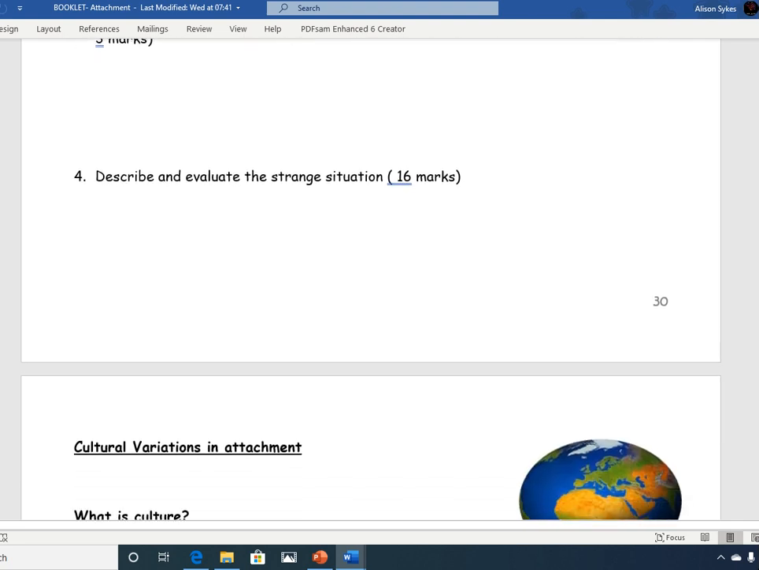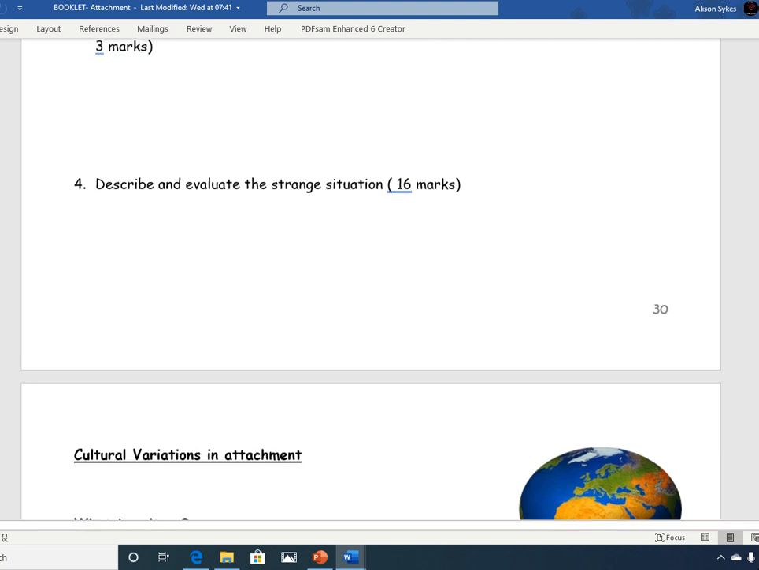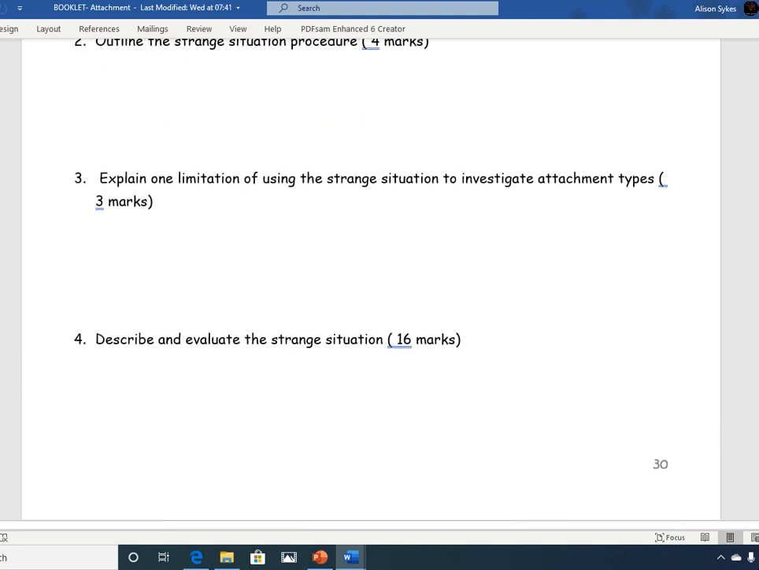Describe and evaluate the strange situation. This is where you would just say what it is and then you're going to give 3 or 4 peel points. We will have a go at that. And I will try to find some example answers for you, and next week you will be doing some exam questions on this. If there are any queries, please contact me. I will try to upload something on observations and how to carry them out.